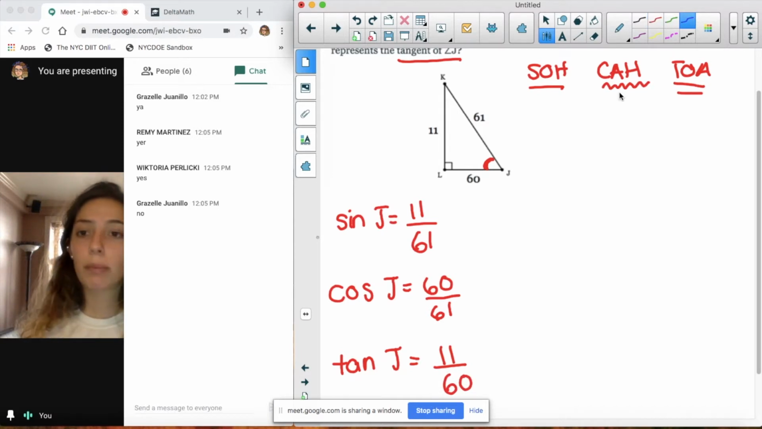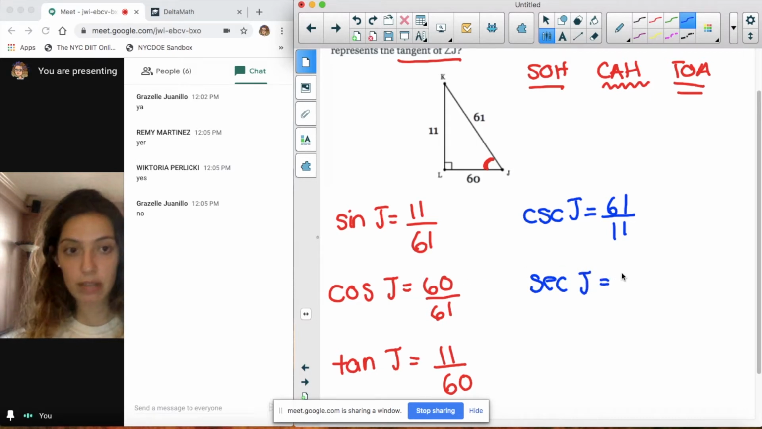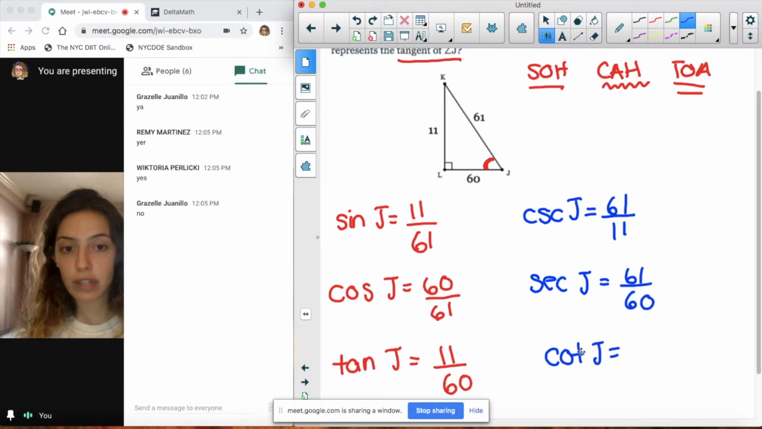Now we're also going to practice with the reciprocal trig functions. So the reciprocal of sine is cosecant. So the cosecant of J, you just flip this fraction. You get 61 over 11. The reciprocal of cosine is secant. So the secant of J, when you flip this, gives you 61 over 60. And then the reciprocal of tangent is cotangent. And when you flip this fraction, you get 60 over 11.